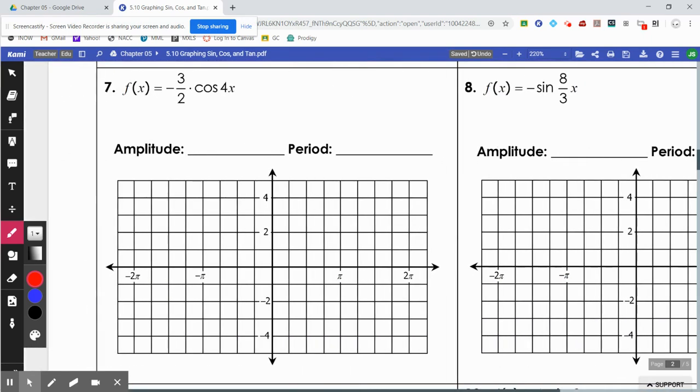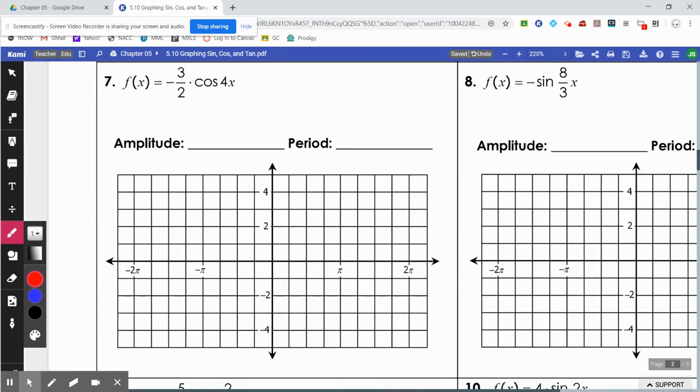Number 7. -3/2 cosine of 4x. Again, our amplitude should be a +3/2. The period should be 2 pi divided by the transformation in front of the x, which is 4.